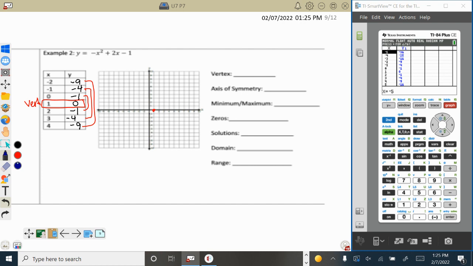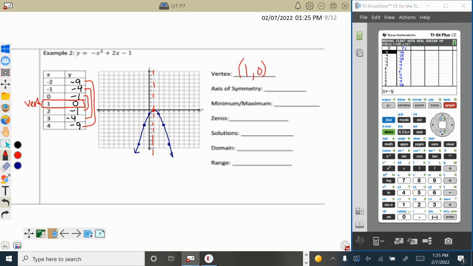So at 0, -1, at -1, -4, and at -2, -9. And since our axis of symmetry runs through our vertex, we can mirror those points. We have them written down there, so we could just match our points on each side. And then connect all our points together to make our parabola. So again, our vertex is here at 1, 0.